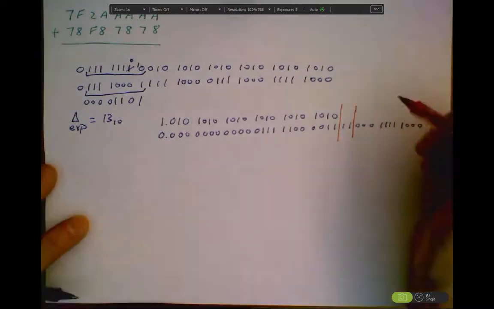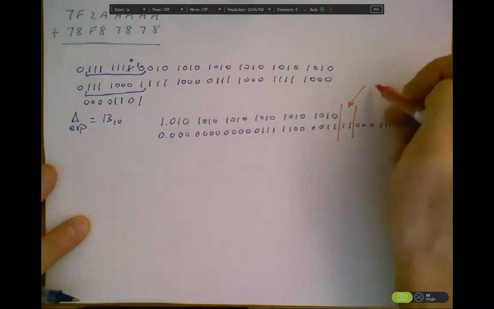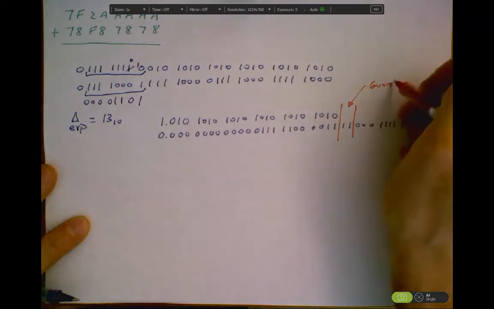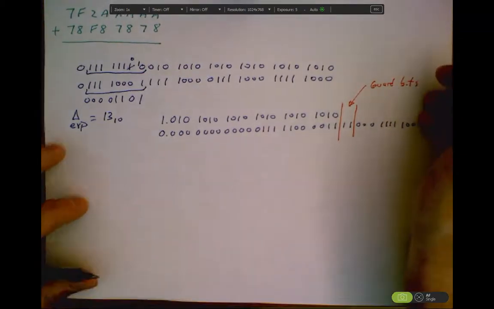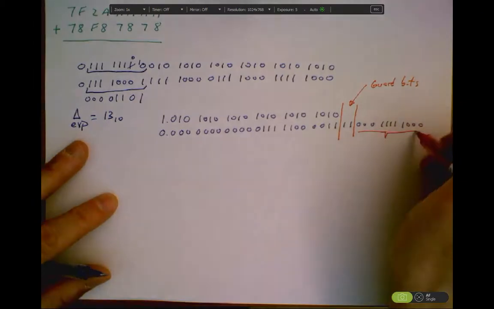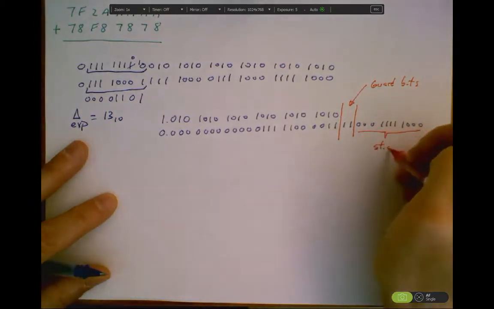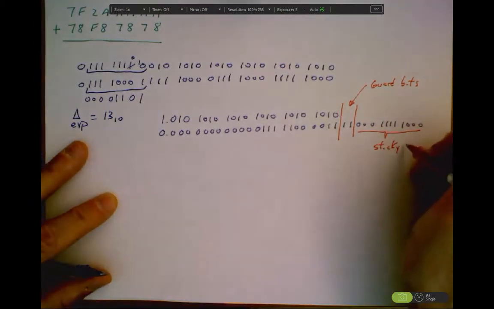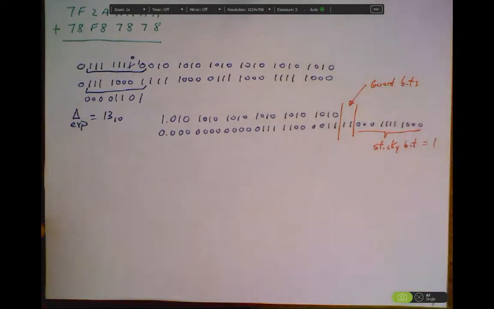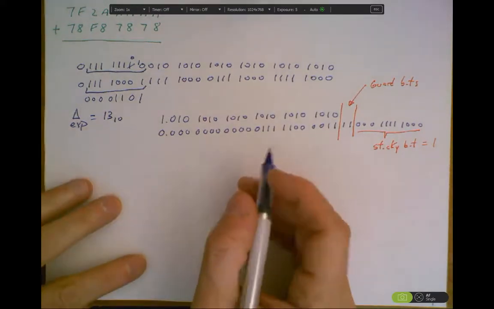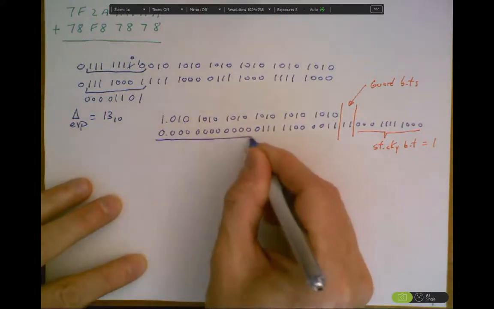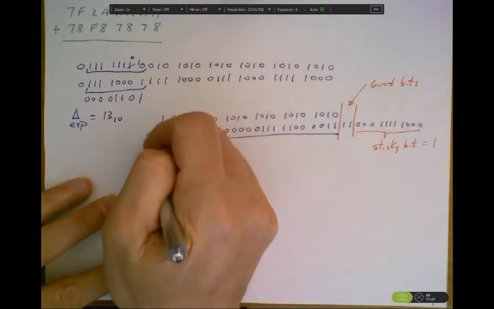Again, based upon our earlier discussion of this, we know these 2 bits are called the guard bits. And these bits are all summarized as the sticky bit. And since there's at least one bit out there, the sticky bit is equal to a 1. And we'll be using those to round, just like we talked about rounding numbers when we did the conversion from int to float. All right. At this point, I've got my 2 significands lined up, and I can do the integer addition.